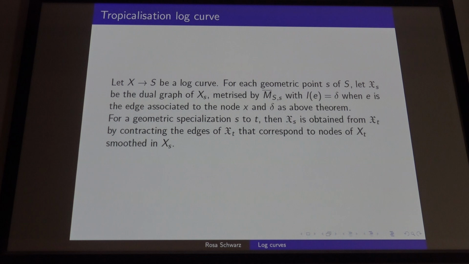So we had the picture where we locally had the nodal curve like this, and then in the area the node would be smoothed out. So you would lose both a component and the edge between, because you lost the node, and that's an edge contraction. And that is, as far as I understand, the tropicalization of a log curve.